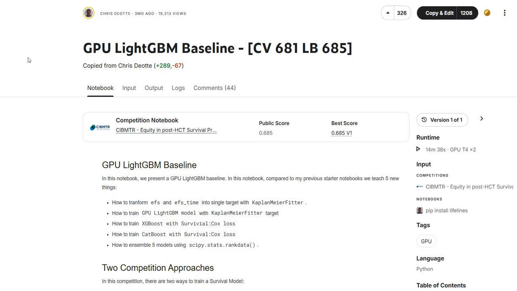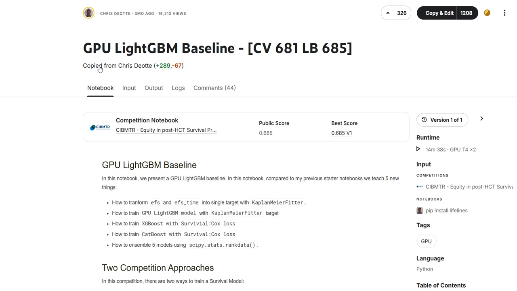Today, we continue our journey on the Kaggle competition, Equity in Post-HCT Survival Predictions. The goal is to predict patient survival after a hematopoietic cell transplant, HCT, a really important and complex medical challenge. I've been exploring a fantastic notebook called GPU LightGBM Baseline by the Kaggle Grandmaster Chris Deotte, and I've learned a ton from it. I want to walk you through it, not as an expert, but as a fellow learner, and share the key ideas and techniques. All right, let's jump in.